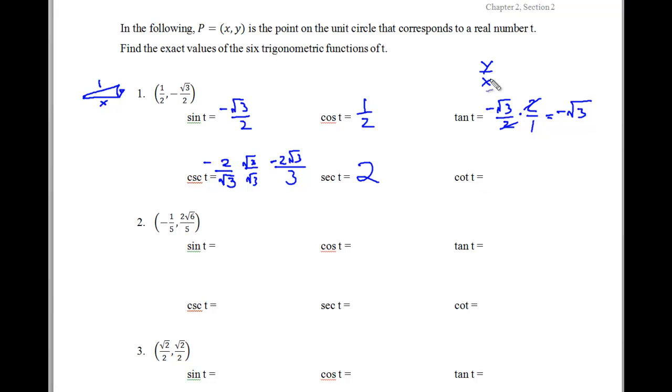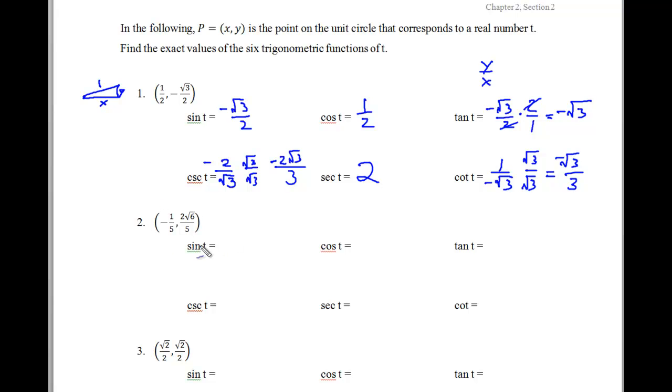The cotangent is x over y, or you can flip just this problem on its head. So 1 over negative square root of 3. So I'm just taking my answer here and flipping it on its head rather than doing it over here. And I'm going to rationalize this denominator by multiplying top and bottom by square root of 3 over 3. And this gives me square root of 3 over 3 with a negative in front.